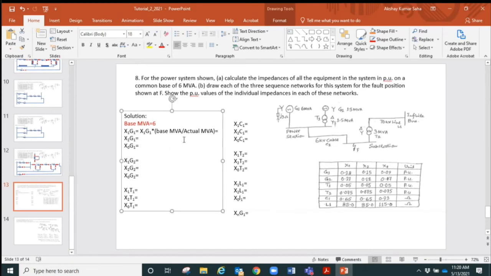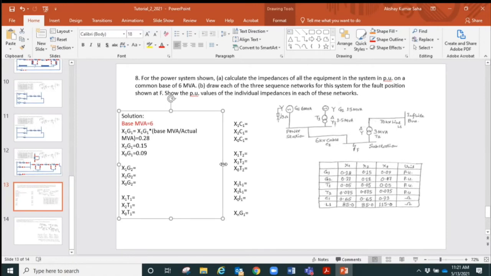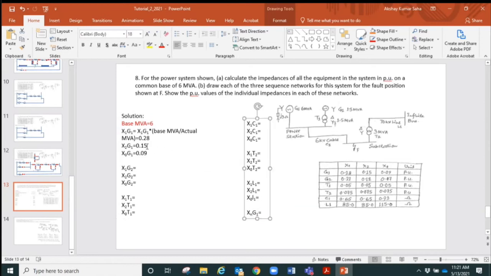Who is this? Timira. Yes, sir. So it took like a million light years to say this. It shouldn't have taken even a second. So what's the value? Is it 0.28, 0.15, all in per unit, and 0.09? Everyone got it now?